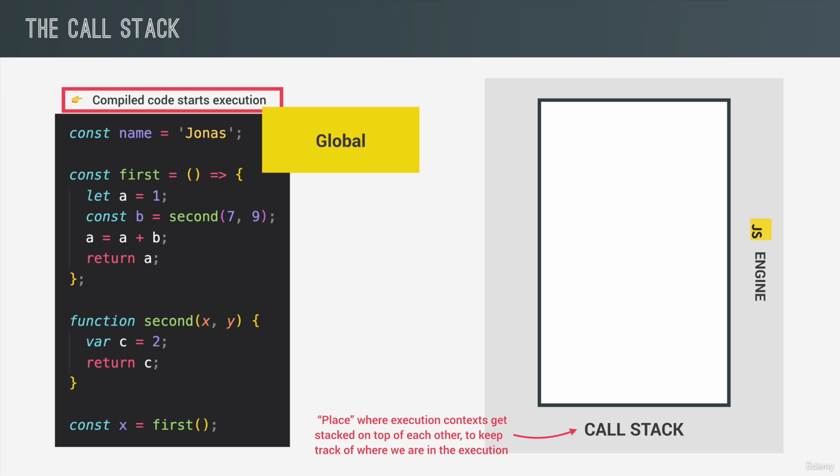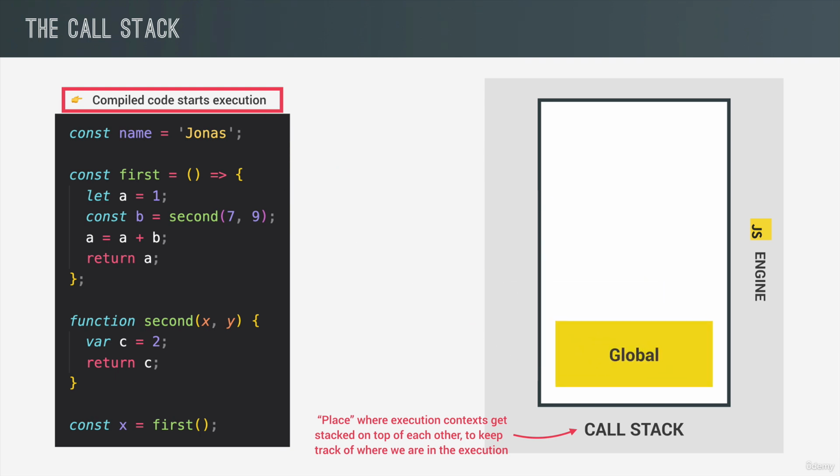So this is where all the code outside of any function will be executed. And what happens with this execution context? That's right, it will be put in the call stack. And since this context is now at the top of the stack, it is the one where the code is currently being executed. So let's continue now with this execution.